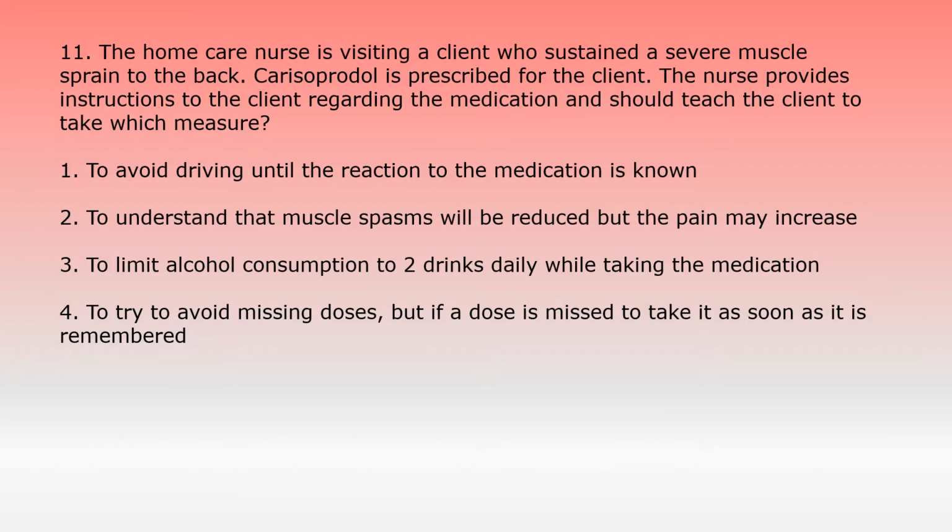The home care nurse is visiting a client who sustained a severe muscle sprain to the back. Carbidopa is prescribed for the client. The nurse provides instructions to the client regarding the medication and should teach the client to take which measure. 1. To avoid driving until the reaction to the medication is known. 2. To understand that muscle spasms will be reduced but the pain may increase. 3. To limit alcohol consumption to 2 drinks daily while taking the medication. 4. To try to avoid missing doses, but if a dose is missed, to take it as soon as it is remembered.